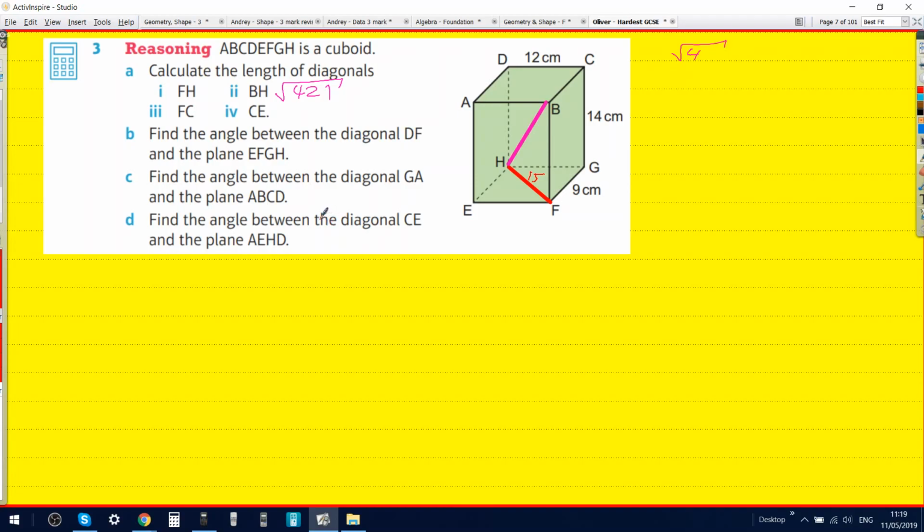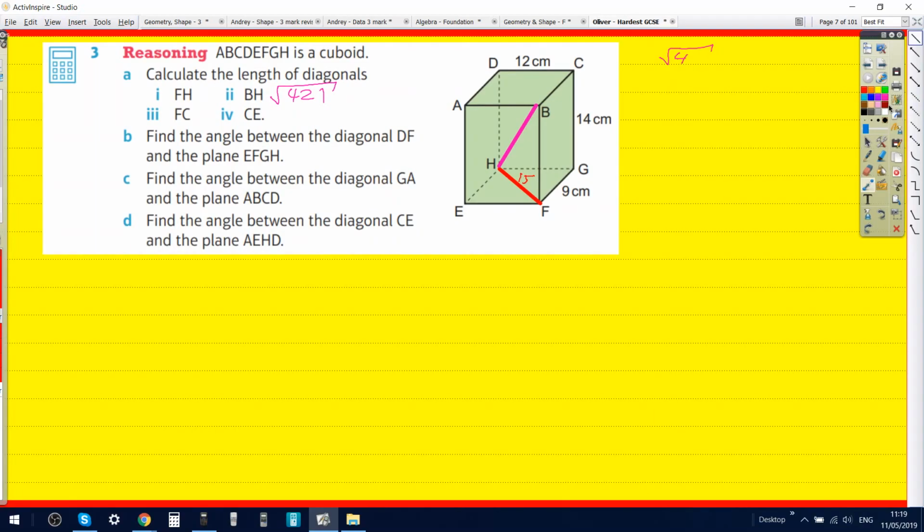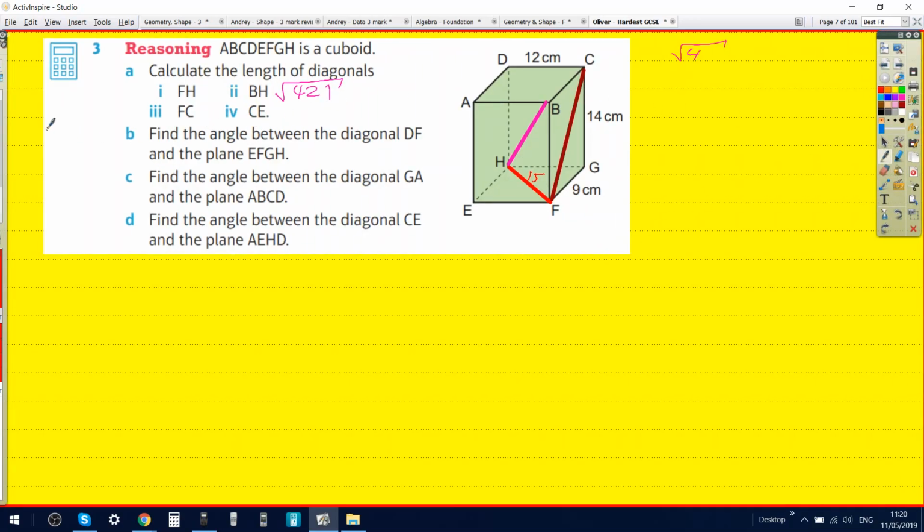FC is 9 squared plus 14 squared. Square root is square root 277. Root 277 for F to C. Okay. And then C to E is the same as B to H, wouldn't it? C to E, yeah, it would be the same. Yes, it would be. And so, how do you do part B?